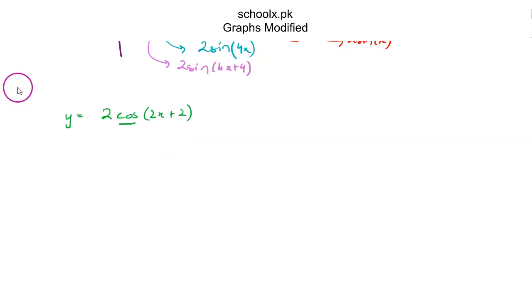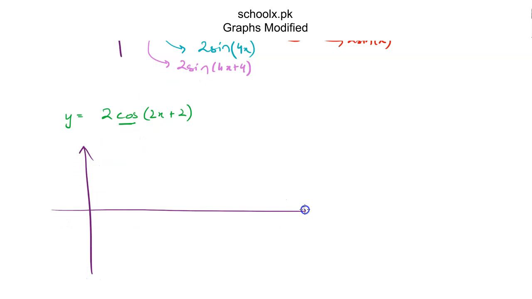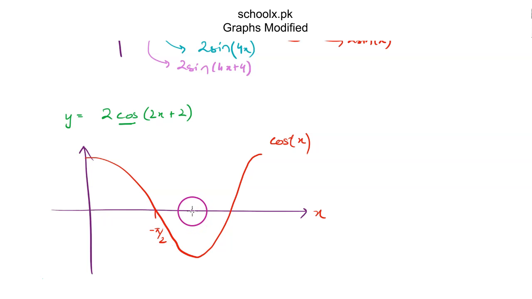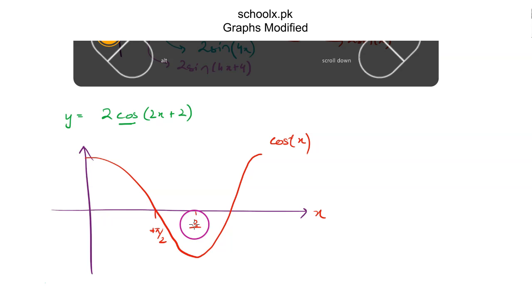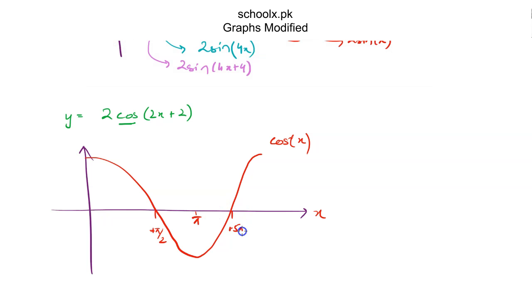So let's draw the coordinate axis. Now let's draw the graph of cos x only. Basic graph. The graph of cos x is this. Alright, so this is from negative pi by 2 to positive pi by 2. No, this is just pi. This is 1.5 pi or 3 by 2 pi. This is 2 pi. Right, this is the basic graph of cos x.